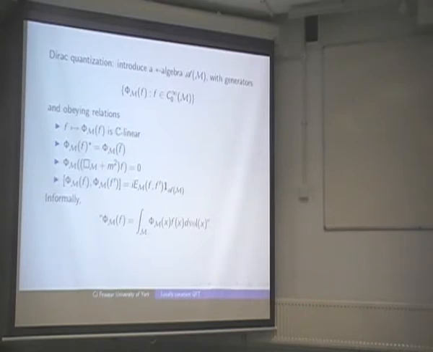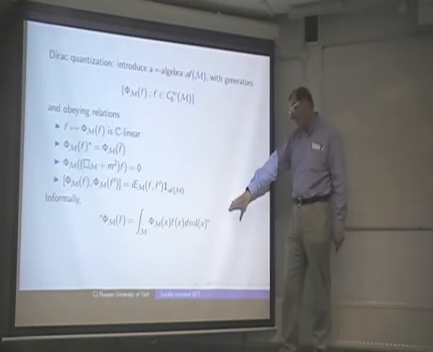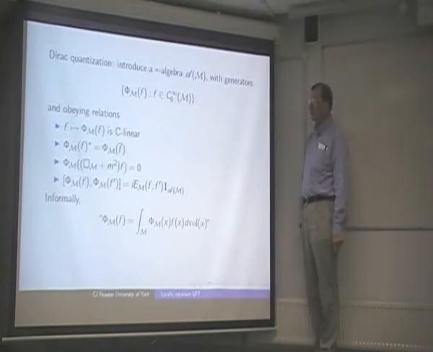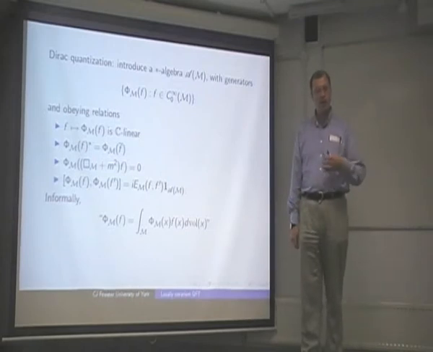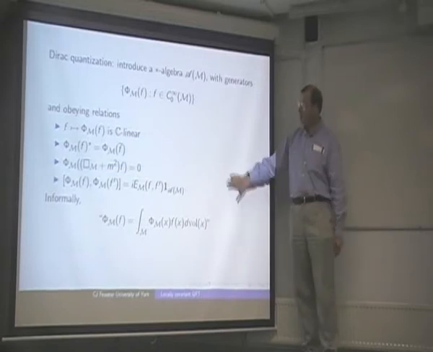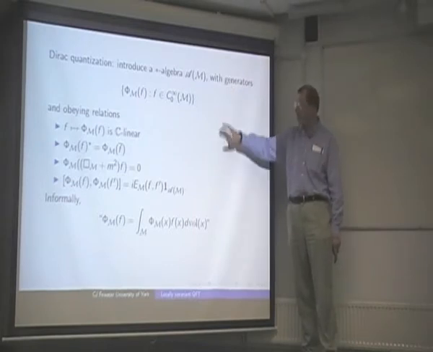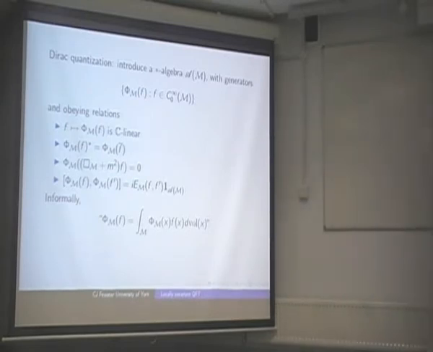Now, informally, think of these phi m of f's as the result of integrating a quantum field against a test function. That's what you can think, but notice that I haven't inserted any phi m of x's as fundamental parts of the theory. This is an interpretation, if you like. What you really have is an algebra with some generators and some relations.